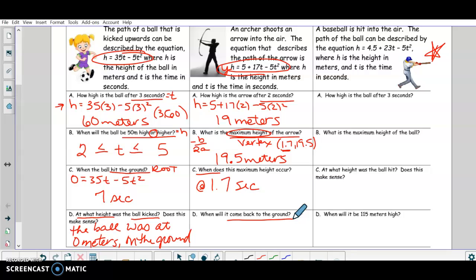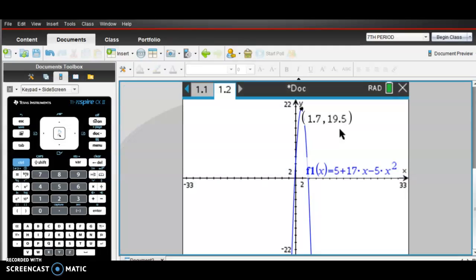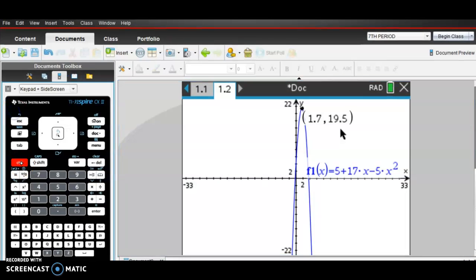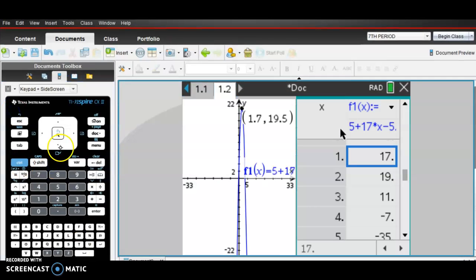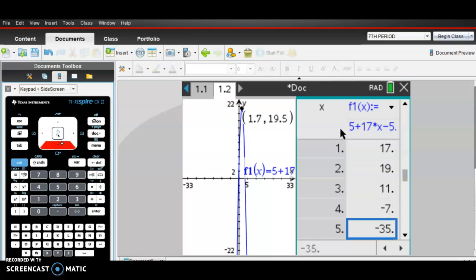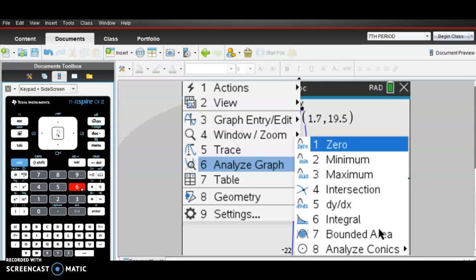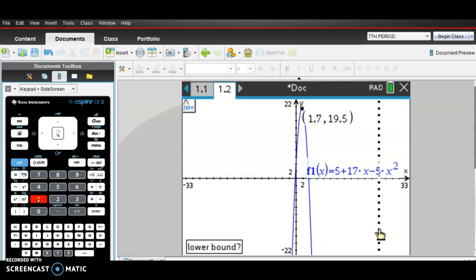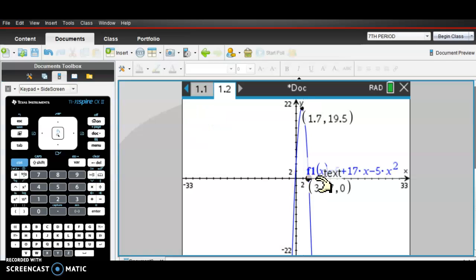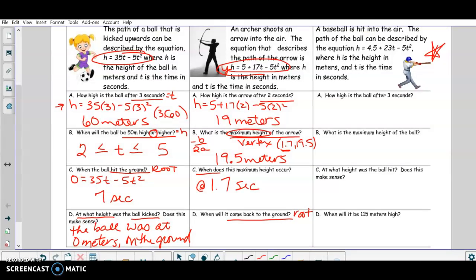And when will it come back to the ground? So I guess when will it land? So this is going to be a root. So again, we can use our table. And we can see that it is not falling in our table. So this is a situation where we need to find our root with our menu and make sure you're looking at the second one. So we'll call that 3 2/3 seconds.